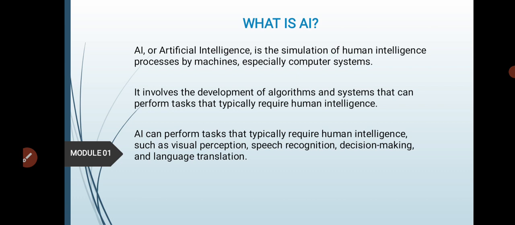Okay, now AI can perform tasks that typically require human intelligence, such as visual perception, speech recognition, decision making, and language translation. So in the course of this training, we're going to be seeing how we can utilize this AI for speech recognition, decision making, and language translation, especially for our language teachers.